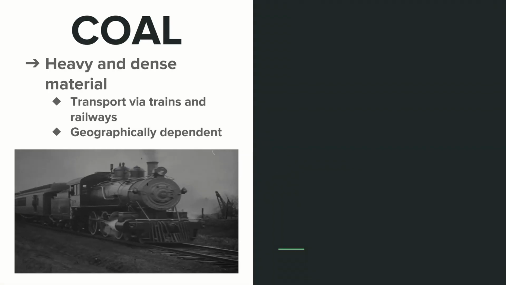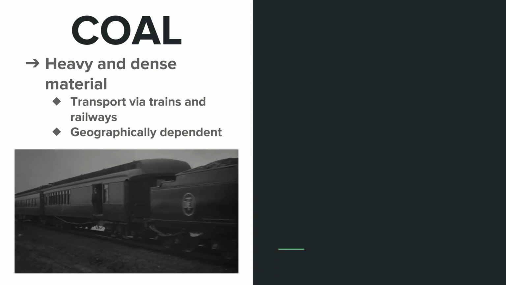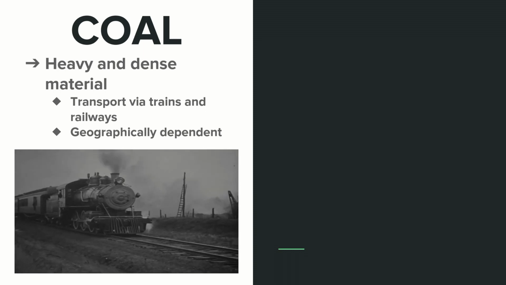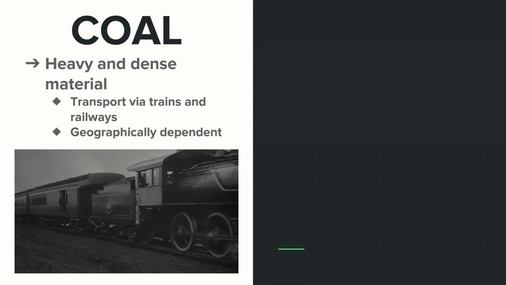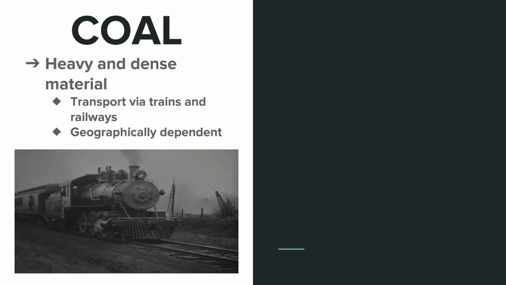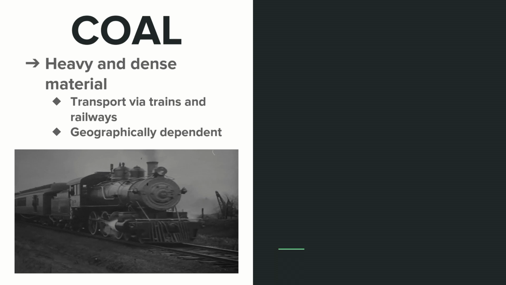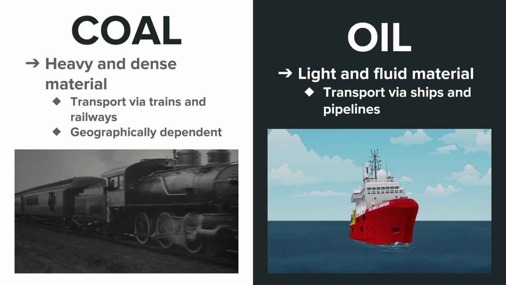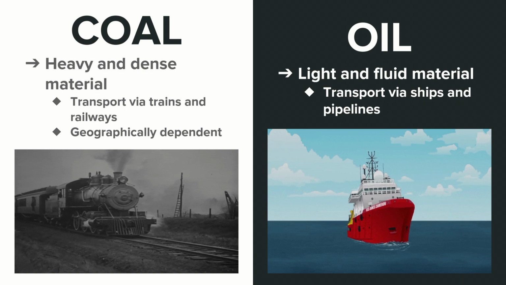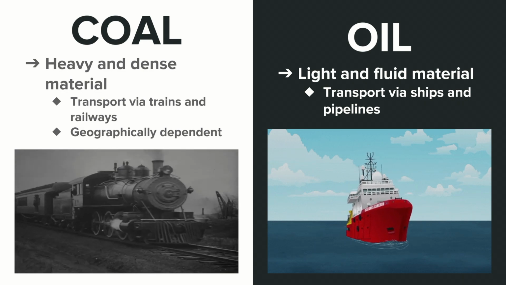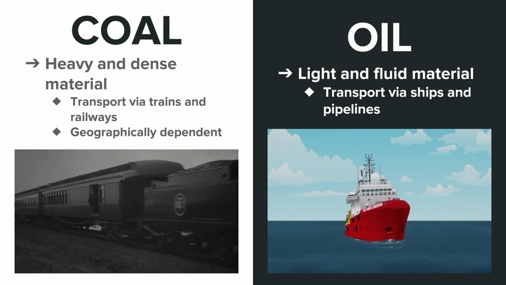Coal and oil differ hugely in how they are transported. Coal is a heavy and dense material. It is transported via trains and railways. Transportation of coal was geographically dependent on where the railways could be placed. If desired, workers could strike and physically block railways and transportations of coal, effectively leaving regions without a source of energy. On the other hand, oil is a light and fluid material. It can be transported by ships or pipelines. Oil workers would struggle to impede oil transportation as it is difficult to physically halt the transportation.